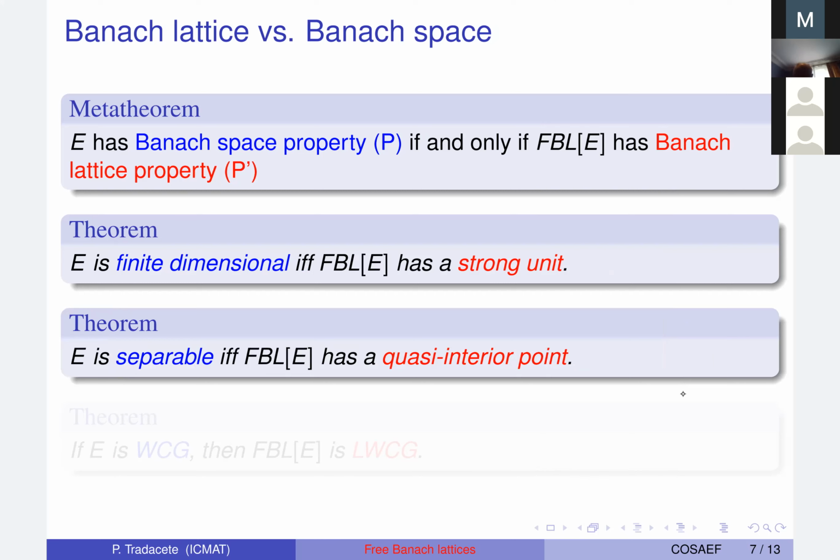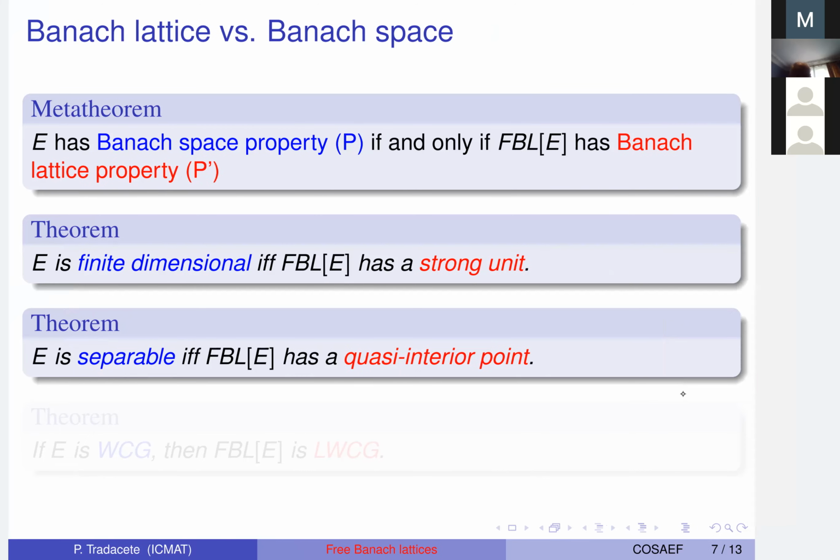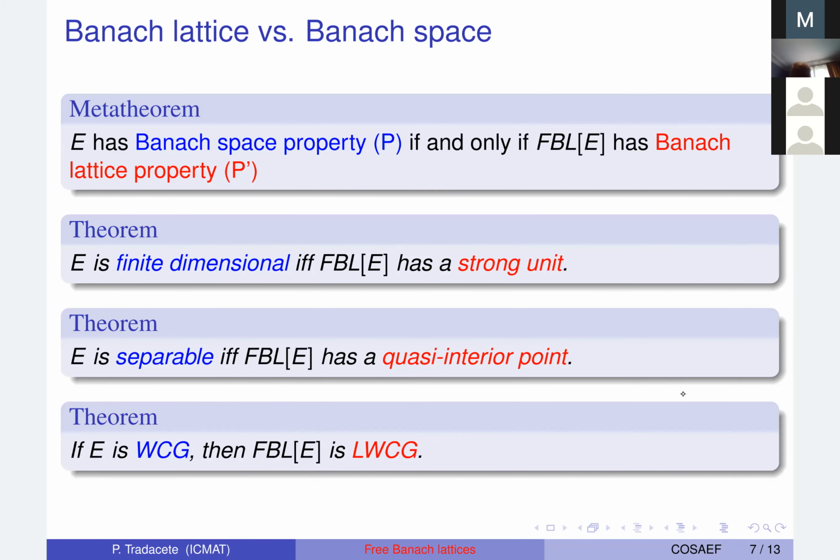Being separable, this is clearly a Banach space property, right? Because it involves both the vector space structure and the norm. And this actually happens: the underlying Banach space is separable precisely when the free Banach lattice generated by E has a quasi-interior point. Okay, and one could also go further and look at different ways of generating a Banach space. So for instance, one can look at weakly compactly generated Banach spaces, and it's very easy to check that if you start with a weakly compactly generated Banach space, the corresponding free space is weakly compactly generated as a lattice.